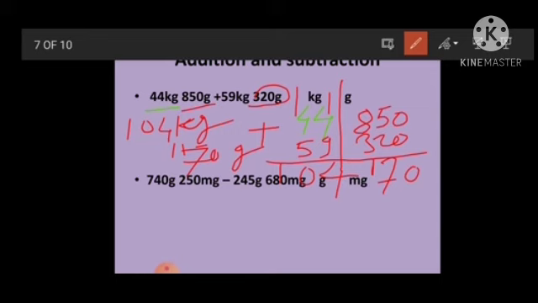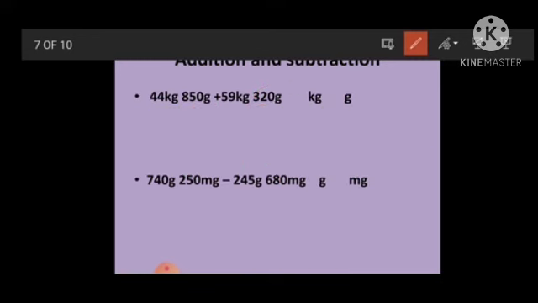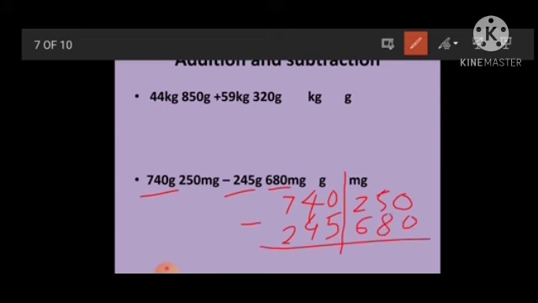Again here, 740 gram 250 milligram minus 245 gram 680 milligram. So again I write here the gram and milligram columns. So students, see here: 740 we write in the gram column, and 250 we write in the milligram column. Okay. Now minus 245 you write in the gram column and 680 we write in the milligram column.